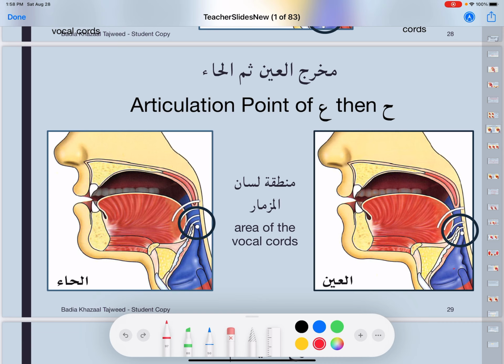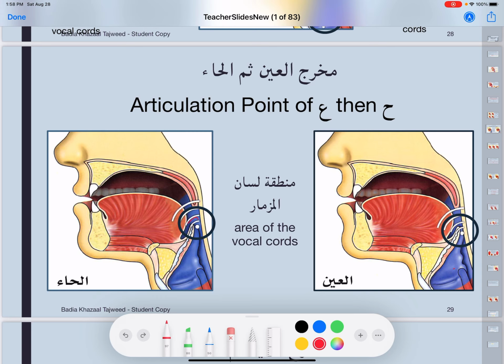Alright, this is for the ayn. I'm not giving all the details about the ayn. This is just something to get you going with your own recitation, to practice. There's obviously always a lot more information about each letter, but I'm trying to make the videos really short so people can watch them.